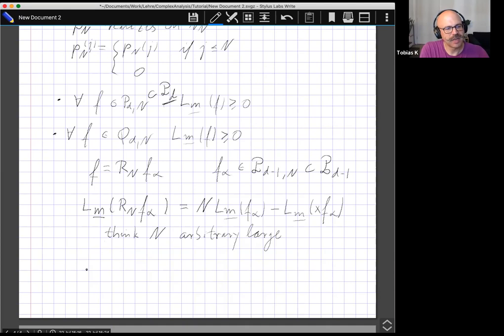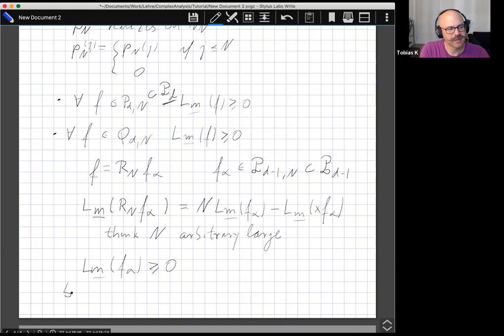Yeah, then we see, I mean, we for sure need that Lm of f alpha is non-negative. Otherwise, if I make any n very large, this will become negative. And this is also okay. So we need that. If Lm of f alpha is strictly positive, then if I make n large enough, it will kill the other part, because that's just a finite number.